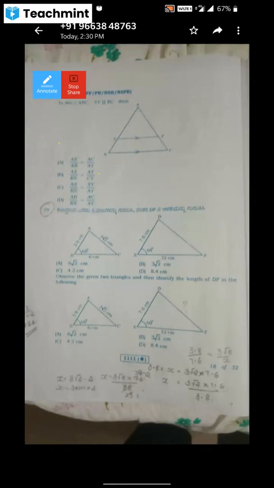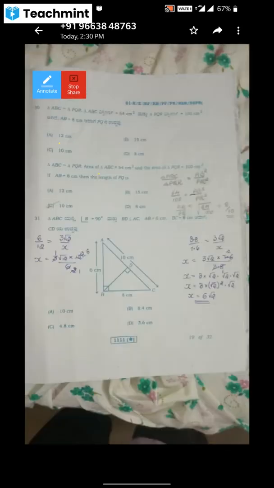28th. So 29th. Observe the given two triangles and then identify the length of DF. So 6 by 12 will give you 1 by 2. So 3.8 divided by 7.6 also gives you 1 by 2. So 3 root 2 divided by what will give you 1 by 2, that is option A, 6 root 2. 3 root 2, 6 root 2. Root 2 gets cancelled. 3 by 6 becomes 1 by 2 after dividing. Okay, so option A is the right answer for 29th question.